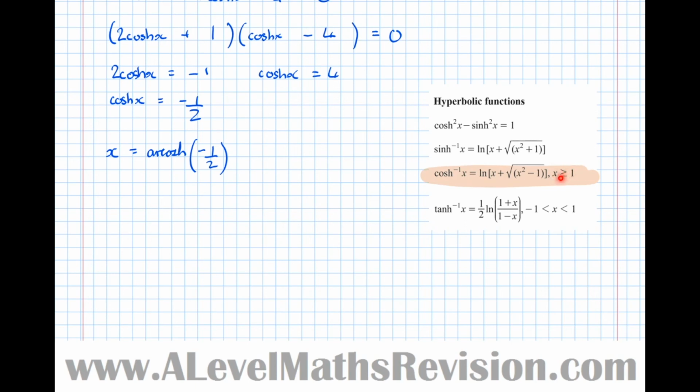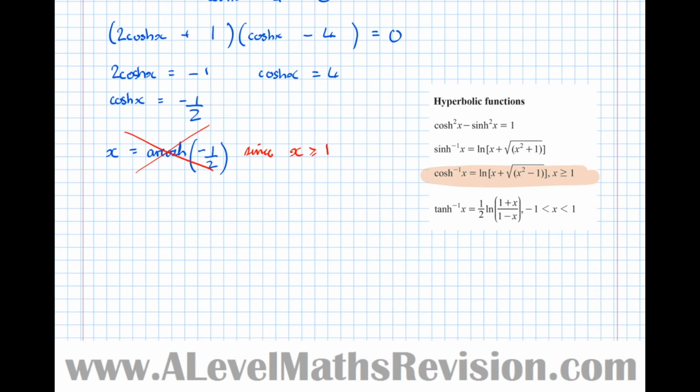However, notice that arcosh is only defined when x is greater than or equal to 1. So this actually is an invalid answer. So we'll cross it out and just write, since x must be greater than or equal to 1. So when we discard answers, we should always say why we're discarding answers.